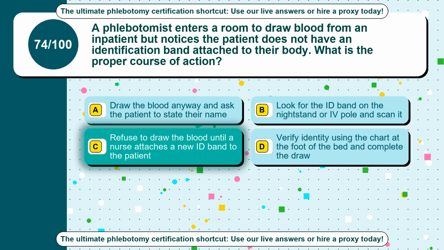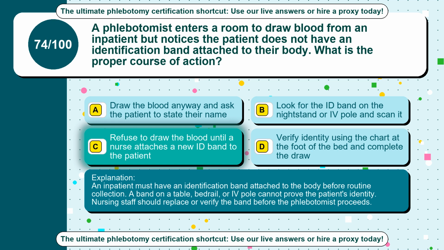The correct answer is option C. Refuse to draw the blood until a nurse attaches a new ID band to the patient. An inpatient must have an identification band attached to the body before routine collection. A band on a table, bed rail, or IV pole cannot prove the patient's identity. Nursing staff should replace or verify the band before the phlebotomist proceeds.